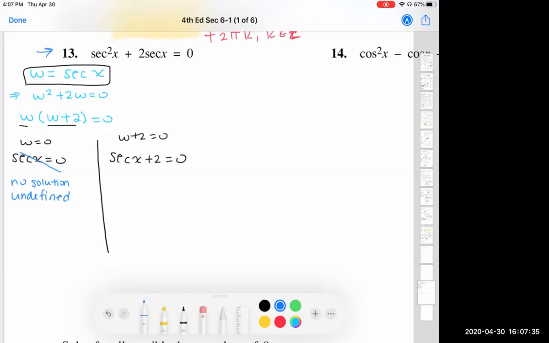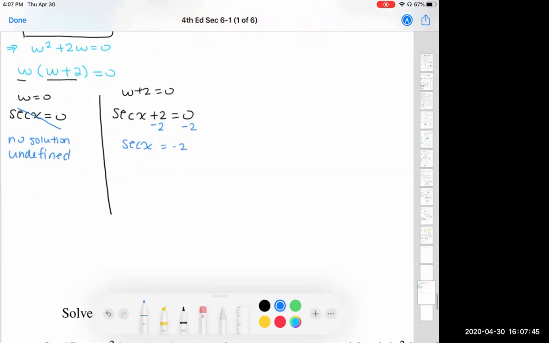So I want to go ahead and subtract 2 from both sides. Secant of x is equal to -2. All right, secant is 2 at 60 degrees. So I'm writing a note. I know it's 2 at 60 degrees. So I'm going to draw a little unit circle just for myself. And I want -2.